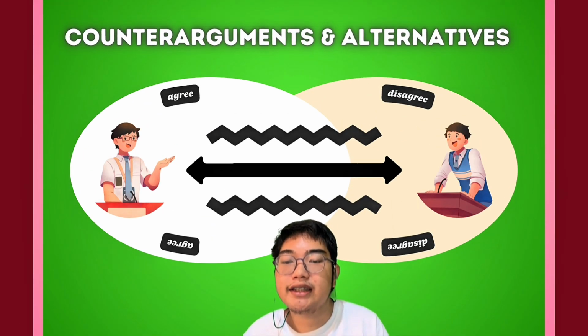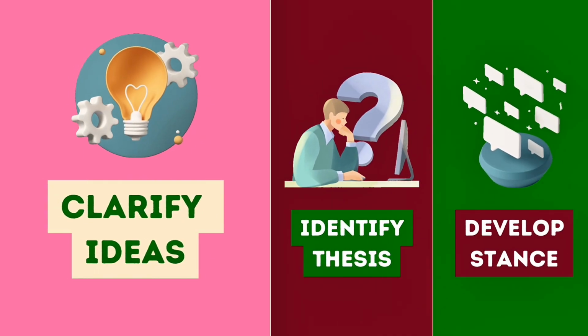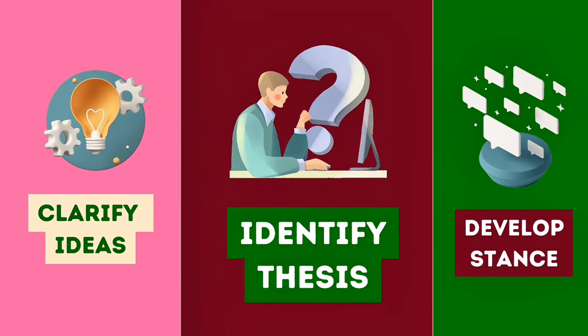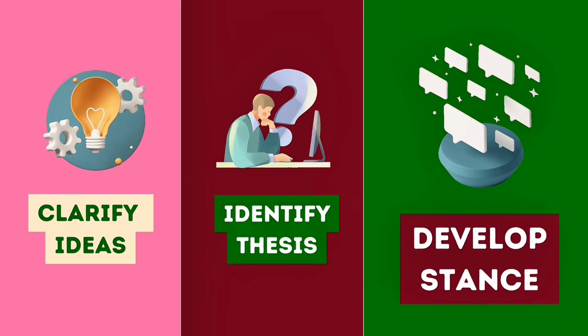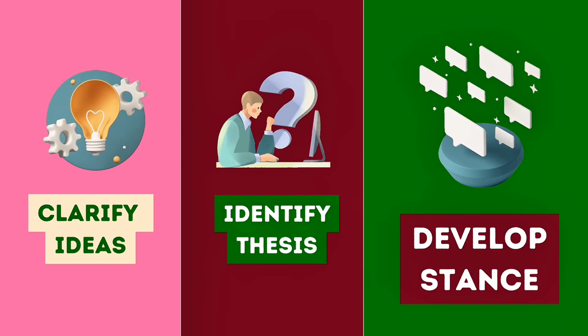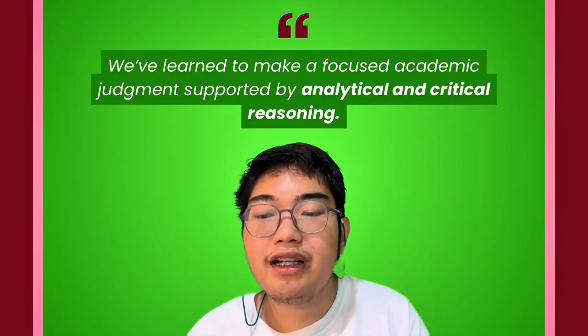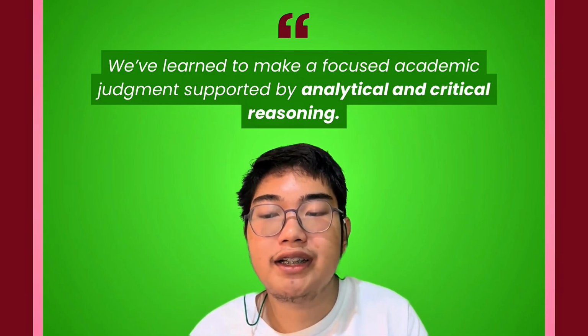In addition to this, a critical writer identifies the logic or the lack thereof within a claim and the evidence that comes with it. From there, we actively clarify our own ideas, identify our own thesis, and ask ourselves what stance we can responsibly take based on these ideas presented, as mentioned by Cottrell in 2017. Most importantly, we learn to make a focused academic judgment supported by analytical and critical reasoning.